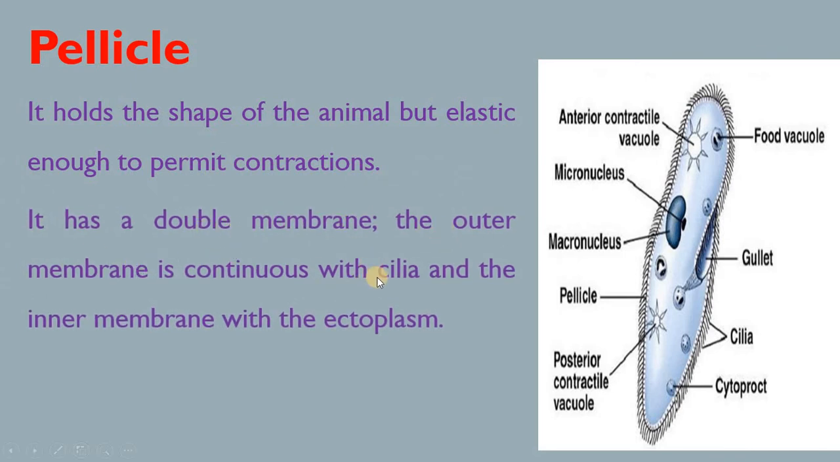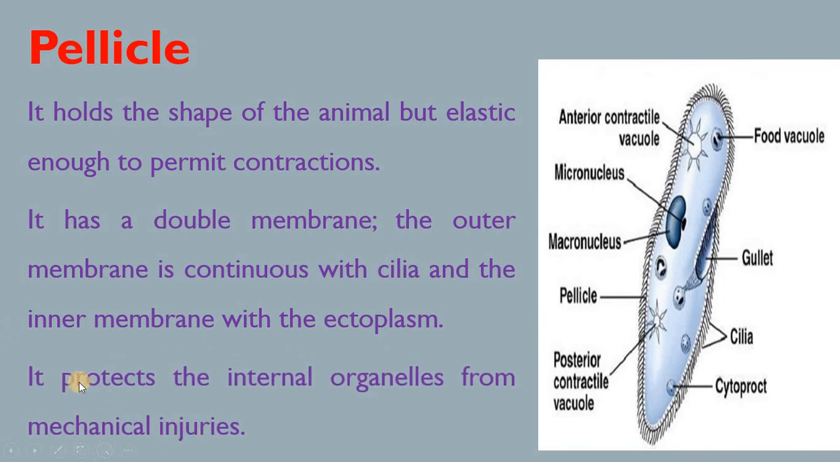The outer membrane is continuous with the cilia. Here you can see the outer membrane is continuous with the cilia all over. The inner membrane is continuous with the ectoplasm. The function of the pellicle is to protect the internal organelles from mechanical injuries. The pellicle shows rectangular or hexagonal depressions on its surface under high magnification of the microscope.